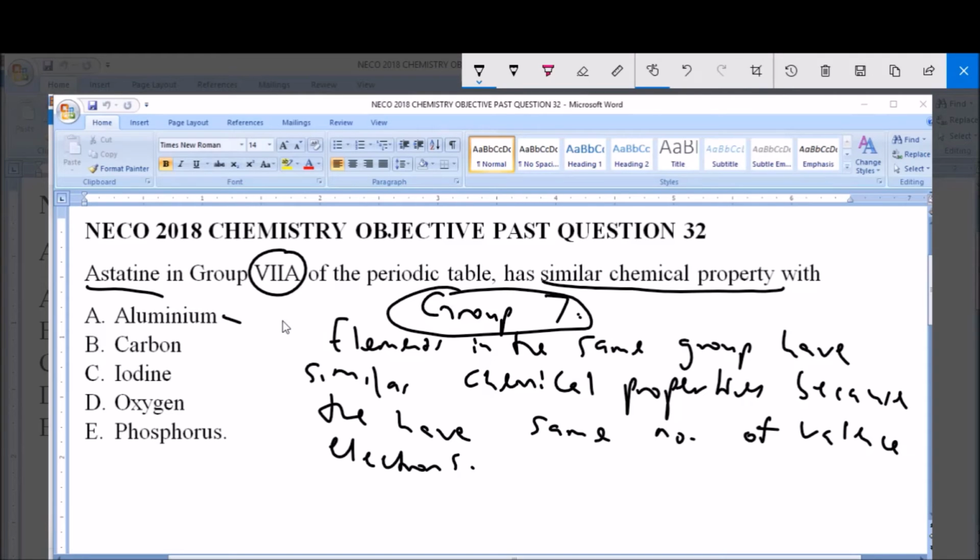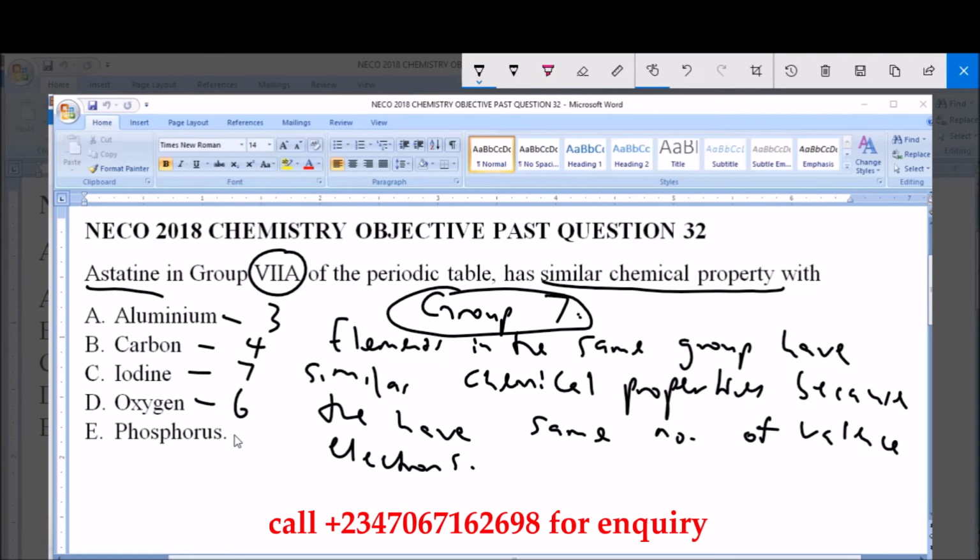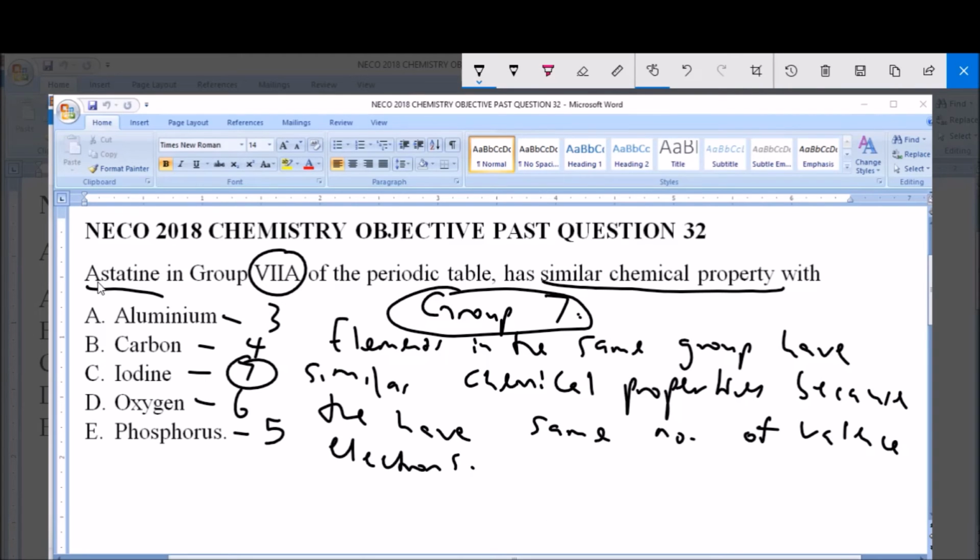Now, aluminium belongs to group 3, carbon group 4, iodine group 7, oxygen group 6, phosphorus group 5. So from what we have established here, iodine belongs to group 7, which is the same group as astatine. Hence, it has similar chemical properties because it has the same number of valence electrons as astatine. So option C, iodine, is the correct answer to this question.